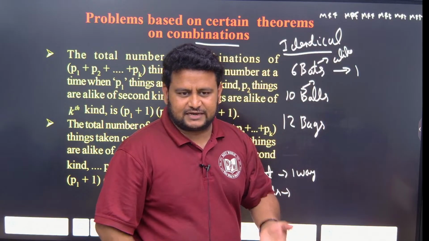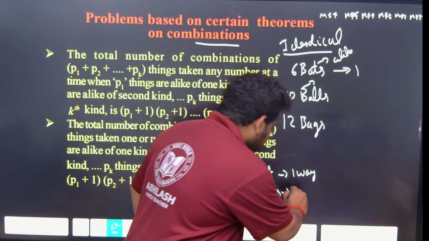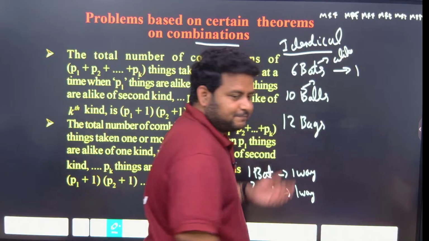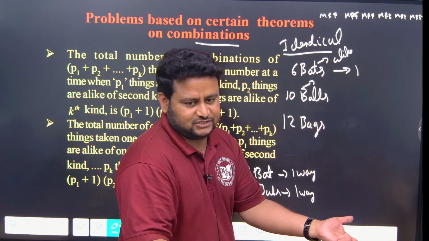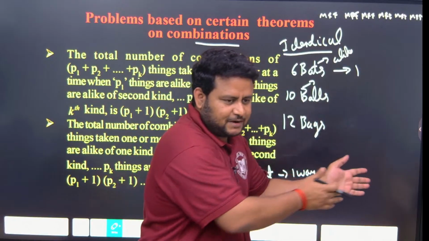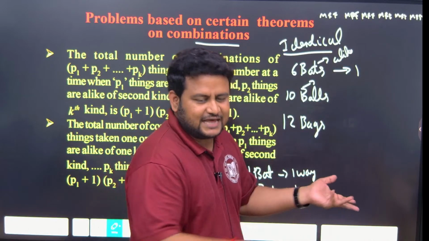Any 2 bats you take, it is the same, nothing is changing. So it is 1 way only. If you want to pick 3 bats, it is also 1 way only. Any 3 bats you check, there is no change. You don't have to pick from the first bat or second bat, nothing like that, because they are alike.